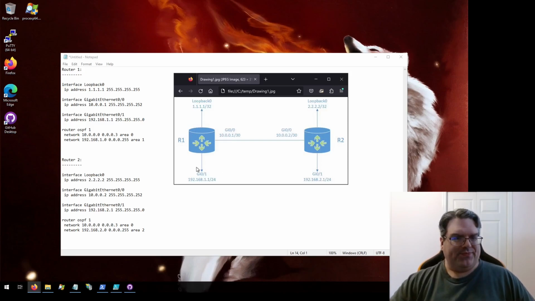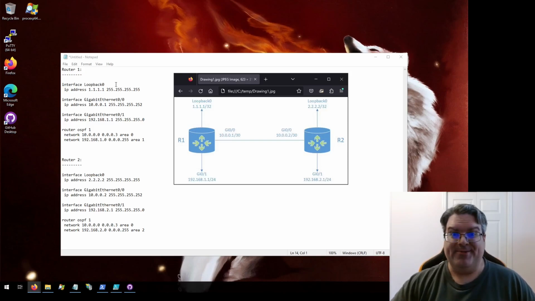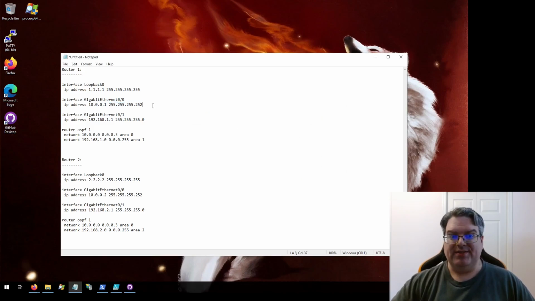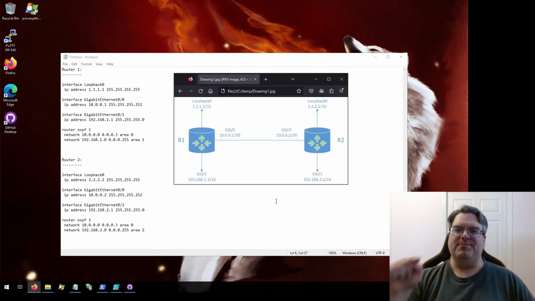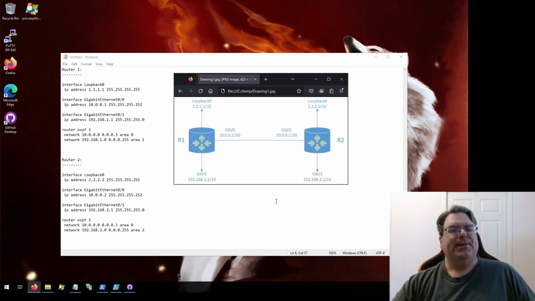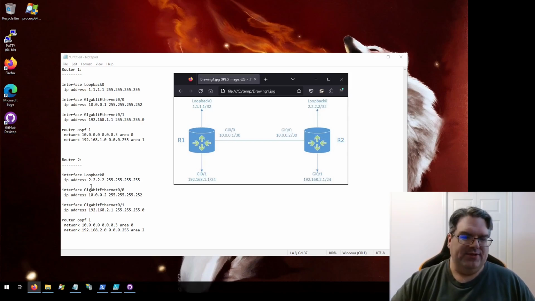Now, that covers why we have the loopback, and that covers why you need to have a unique router ID. Beyond that, this is fairly basic IP addressing. 10.0.0.1, we have it on a /30 subnet, and then we have 192.168.1.1, and it's on a /24. I should really not click there so that we can actually keep the drawing on the screen. And router 2 is similar.